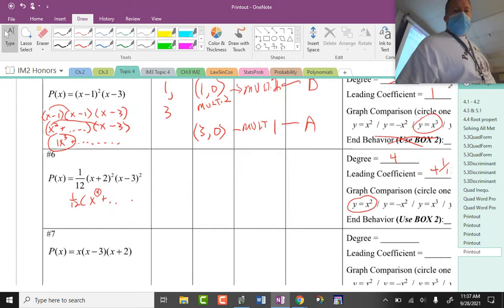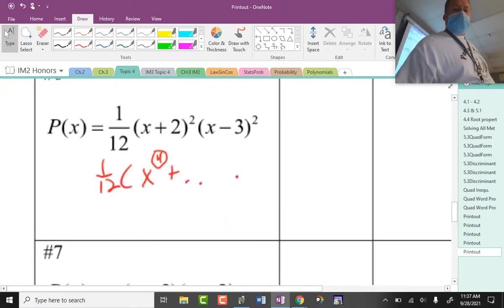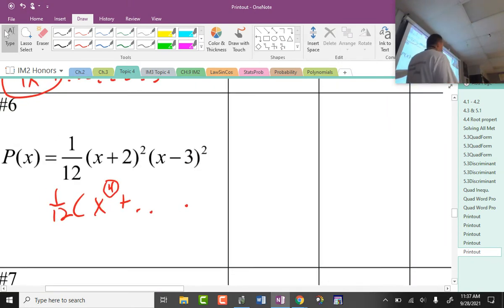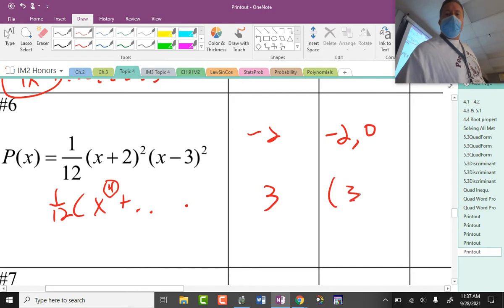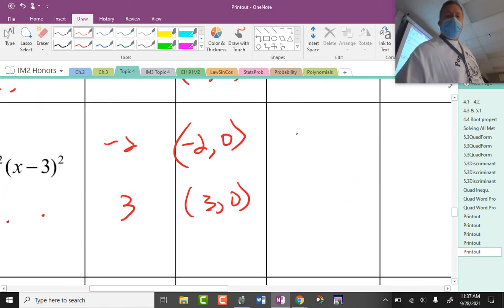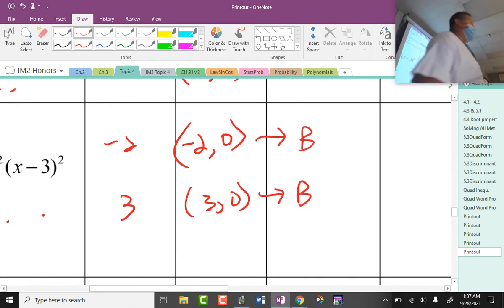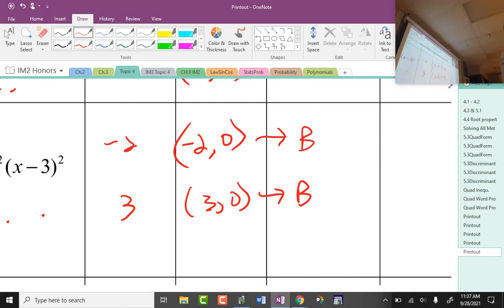Okay, what are the zeros? What's the 0 for this first set of parentheses? 3, 2, 1, go. -2. What's this 0? 3, 2, 1, go. 3. Both of them are multiplicity 2. So both of them are bouncers, which was letter B, right? If we look at the coding down there, is that what it said for letter B in the boxes, correct? Yeah.